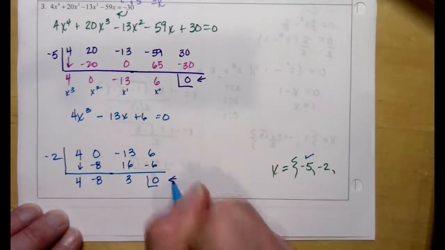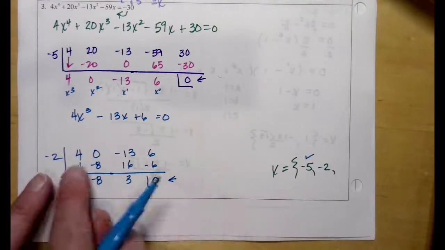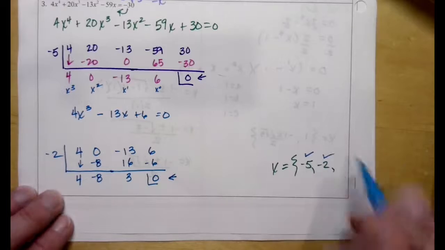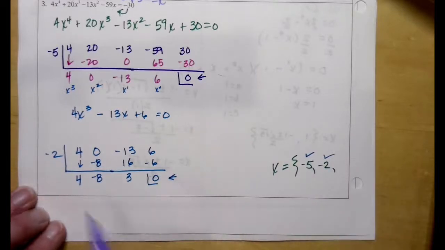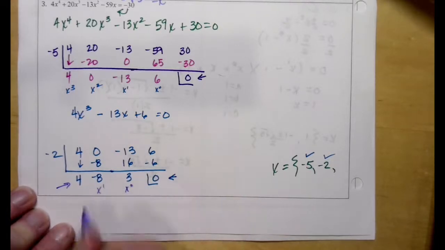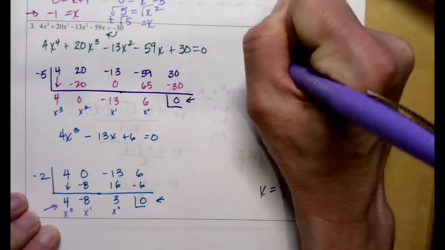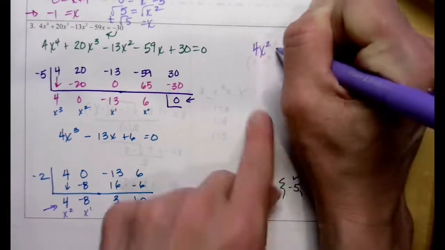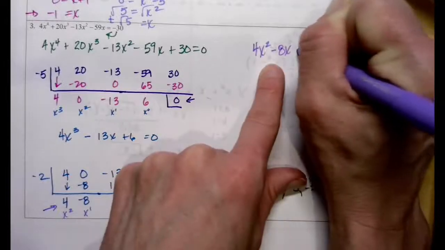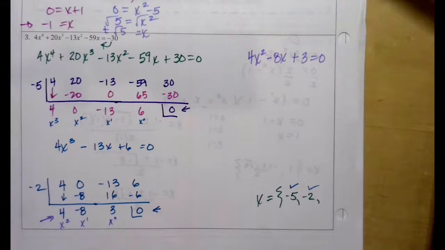No surprise again. If I get a 0 here, I know I did my work for synthetic correctly because I already know these 2 are answers. But here's what I care about now, is these leftover coefficients. These are my 0 x's, these are my linear x's, and these are my quadratic x's. So my next equation, 4x squared minus 8x plus 3 is equal to 0. That's my next starting point.